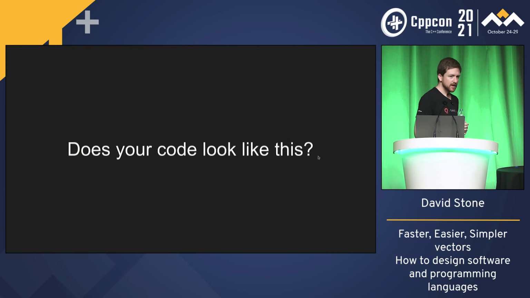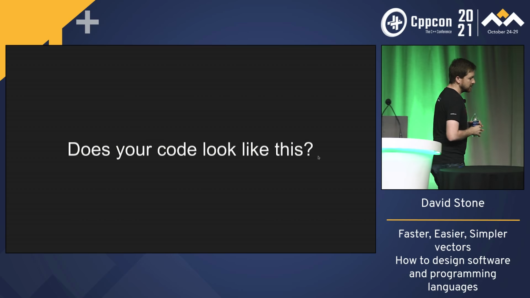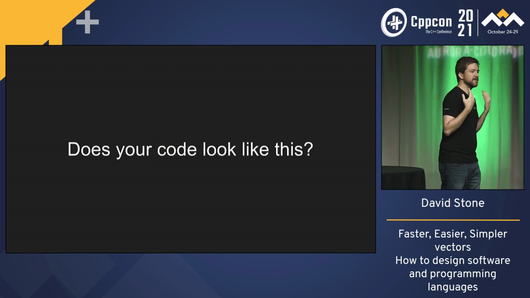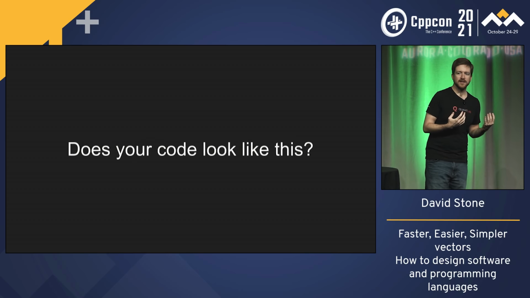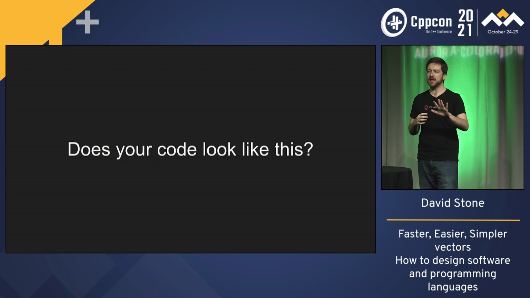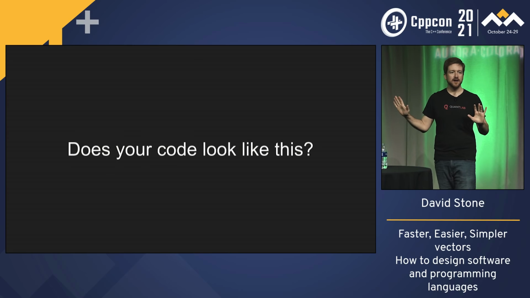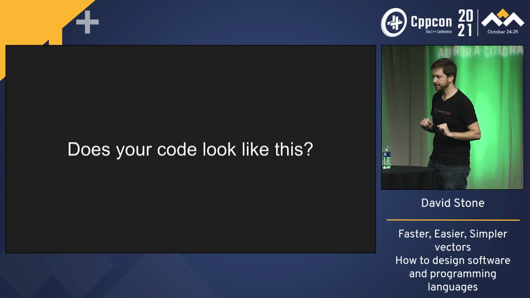So, does your code look like this? Do you write your types thinking in terms of what is our efficient basis operation? What is our data representation? And what are the algorithms that operate on the concepts that that data representation applies to?